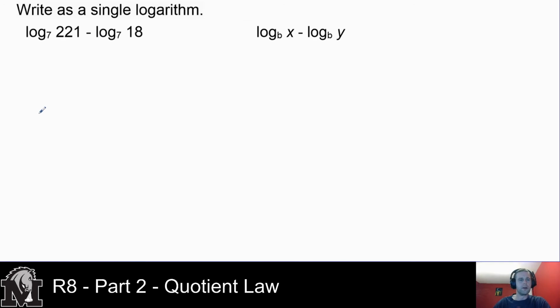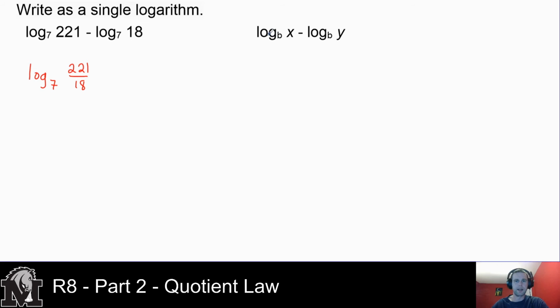Now let's work through a couple of applications. So we want to write these as single logarithms. Feel free to pause these and do them yourself before I get to them. We have two logarithms with the same base being subtracted, so I can turn this into 1 log base 7 of 221 over 18. If you can simplify the argument, you can, but it's not necessary at this point in time.